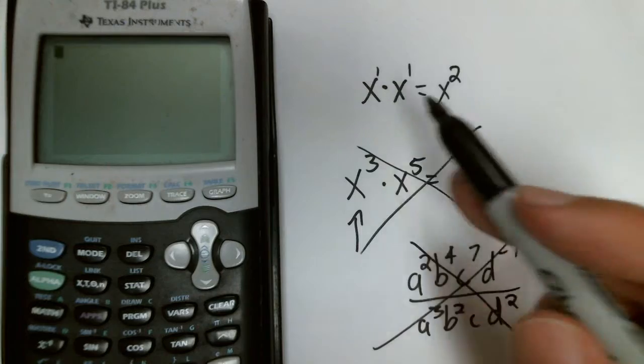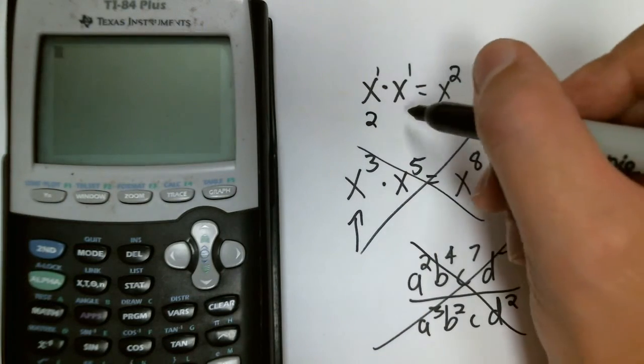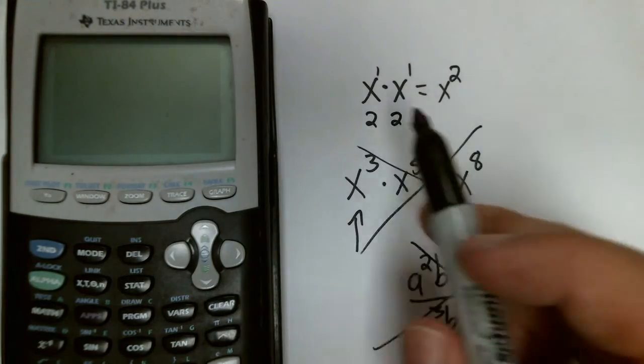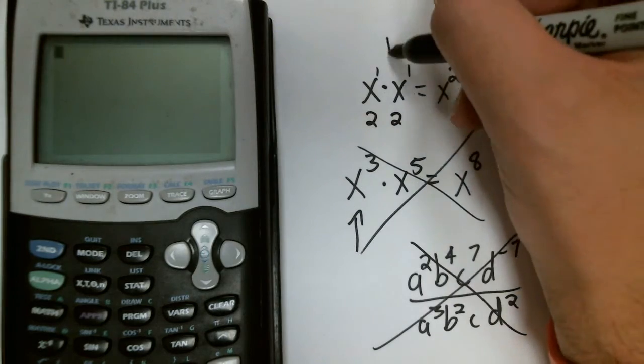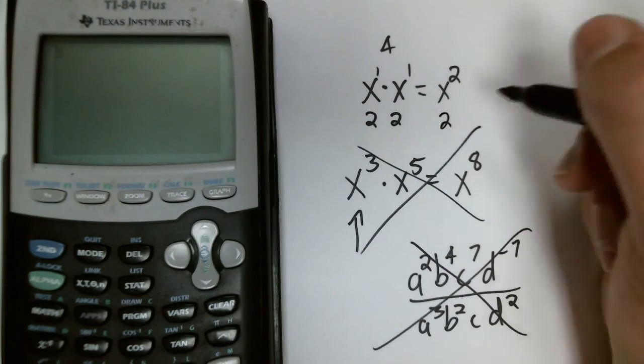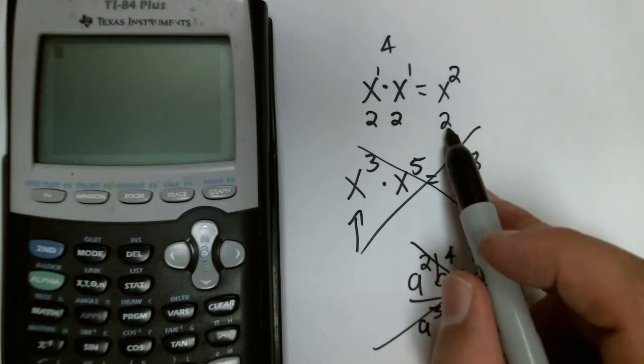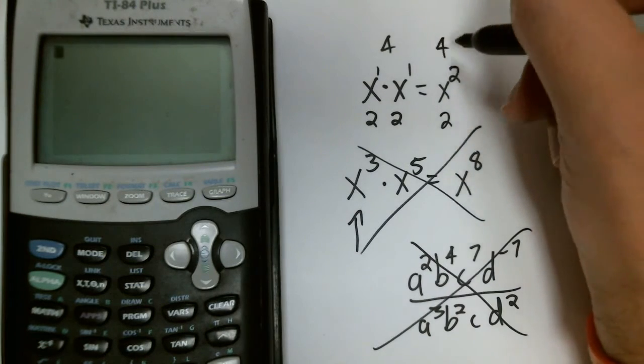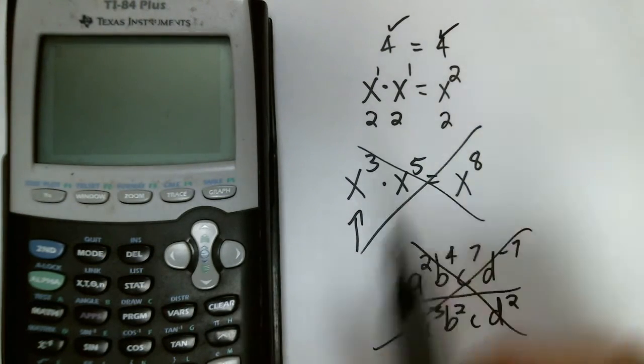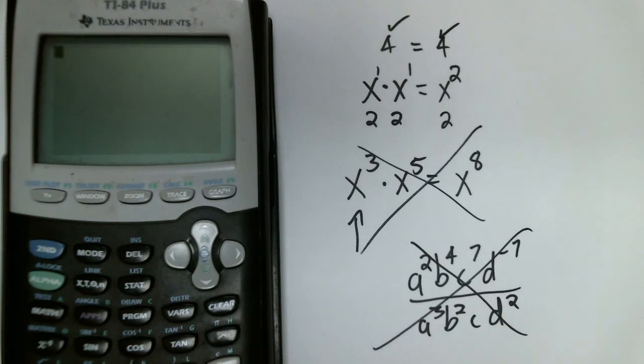Let's insert the number 2. Let's let x be 2. So I'm going to insert a 2 there and a 2 there. Well, 2 times 2 is 4. So this side of the equation is 4. Let's insert a 2 on the right-hand side of the equation. Well, what is 2 squared? 2 squared is also 4. So we say 4 equals 4. Okay, good. That checks out. So I've done the problem correctly.